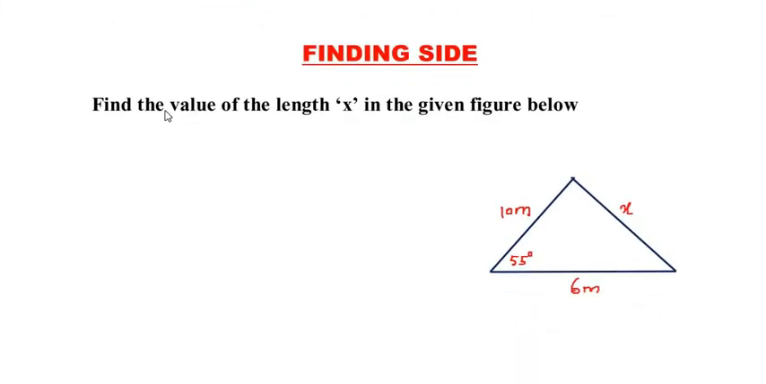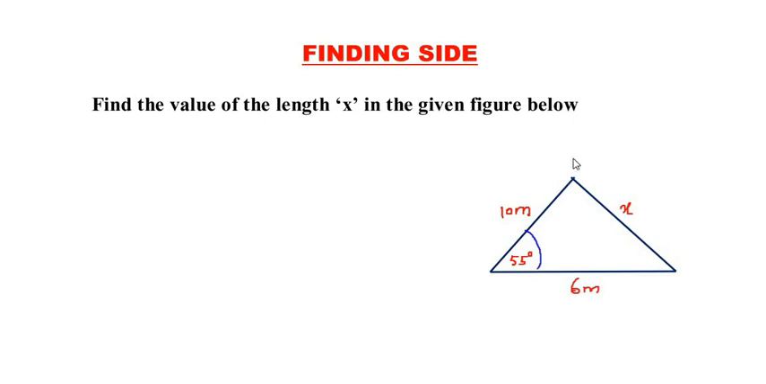Now the question says, find the value of the length x in the given figure below. Again, it is not mentioned whether we should be using sine rule or cosine rule. But here we can see there are two sides given, 10 and 6, and the angle between them is given, that is 55. That means we have to go for cosine rule.